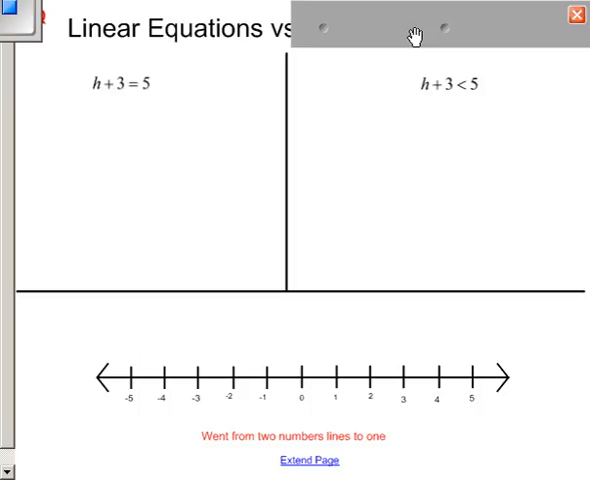I used to have 2 number lines on the bottom, one represented on this side and one represented on the other side. But if you have it on the same number line, you can see the relationship between the two a lot easier. That's all we did there.